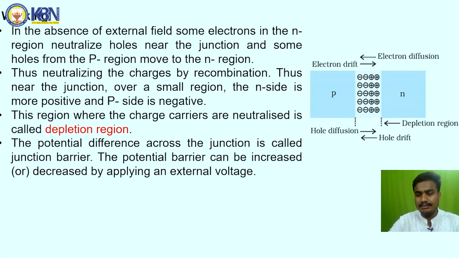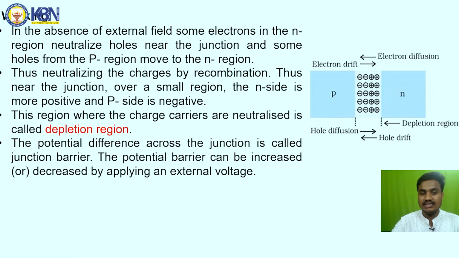Coming to the working principle of a PN junction diode, this is how it works. In the absence of an electric field, like when you do not connect any circuit to the PN junction diode, there is no external field. Some electrons in the N-type region neutralize holes near the junction. Similarly, some holes in the P region move to the N region. Thus, they neutralize by recombination. These electrons and holes will recombine.